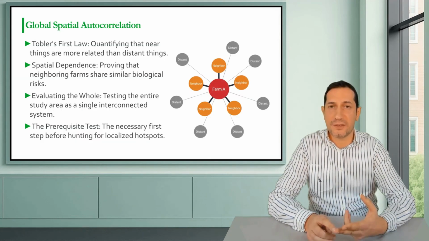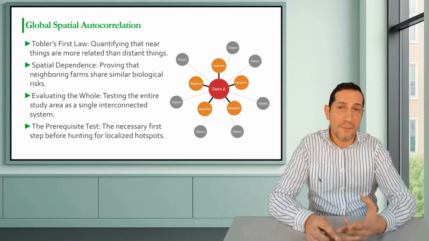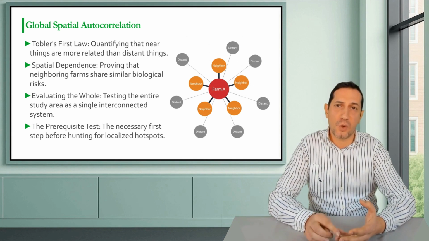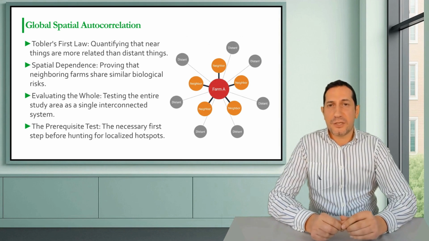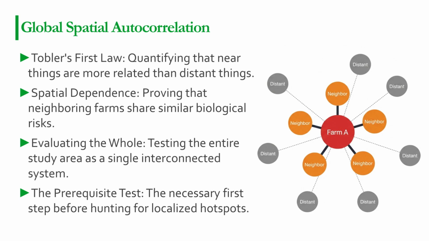To show clustering statistically, epidemiologists use measures of global spatial autocorrelation. This idea reflects Tobler's first law of geography. Locations that are close to each other tend to be more similar than locations that are far apart. In veterinary epidemiology, it captures spatial dependence. In other words, the infection status of one farm may be influenced by the status of nearby farms.